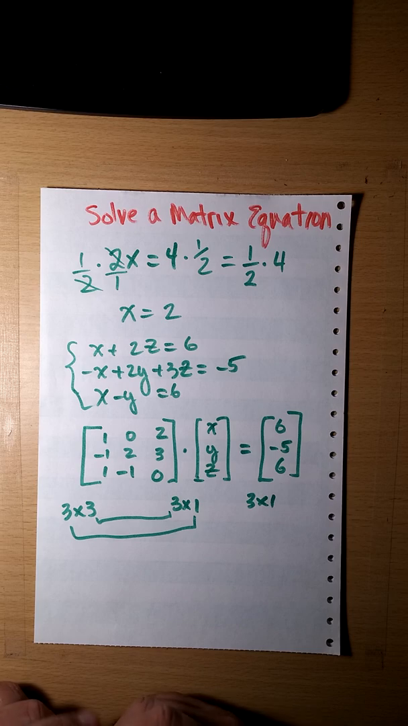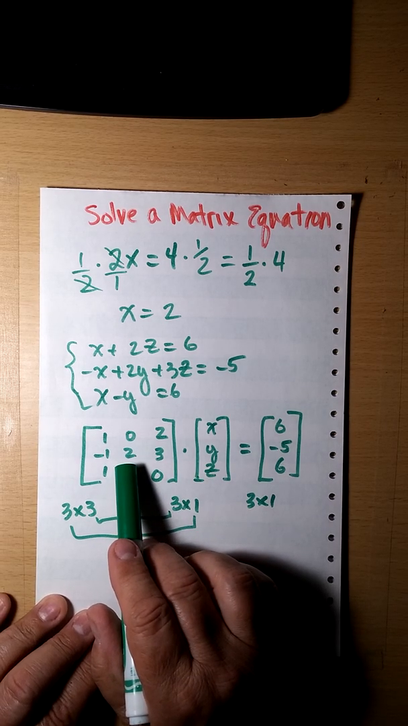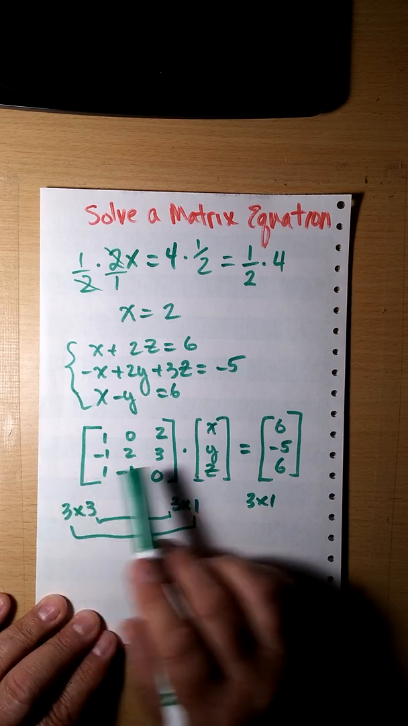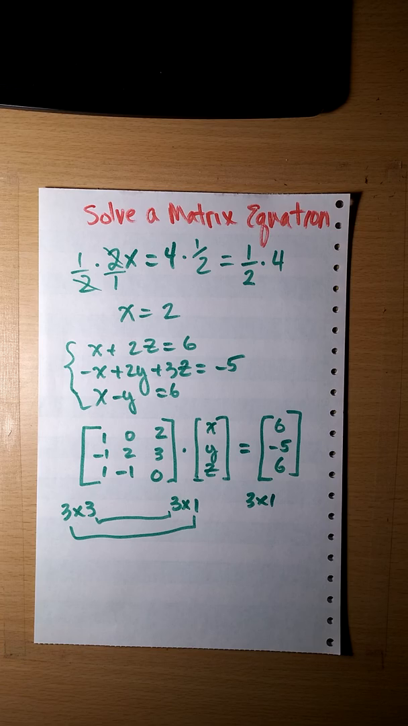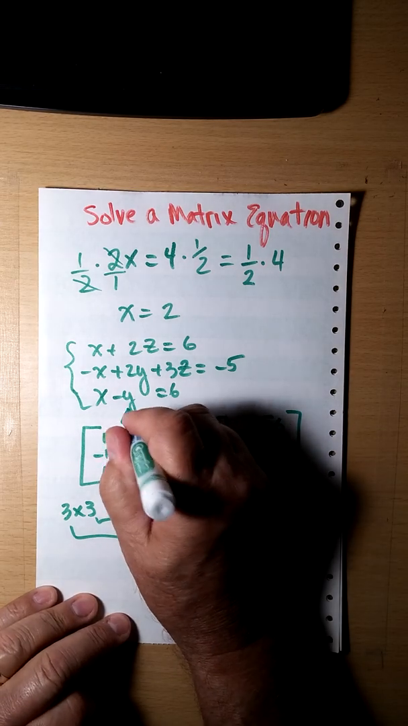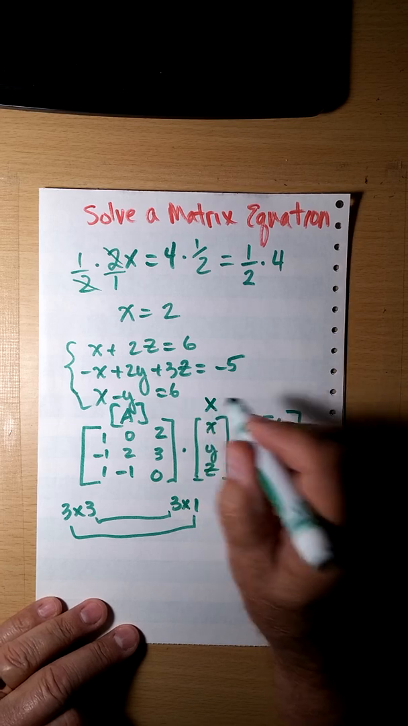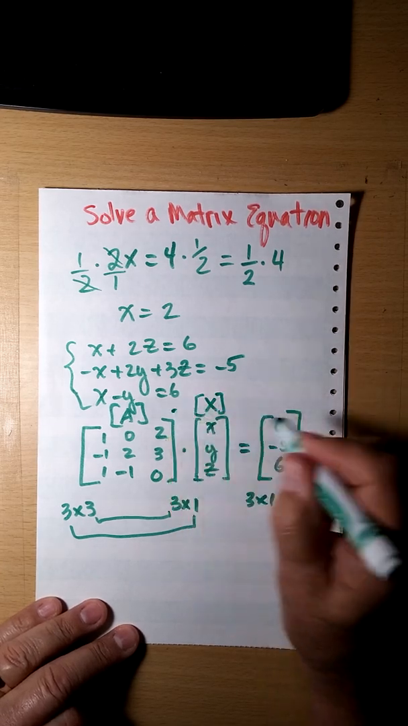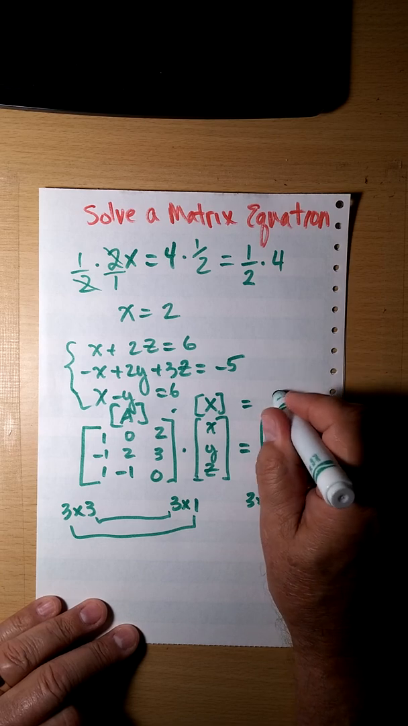How do we figure this thing out? Well, we take the inverse of this and multiply on the left. We can also multiply on the left for this. Let's call this A, this matrix A. This is our X matrix. And we'll call this B just so that we can have something over here.